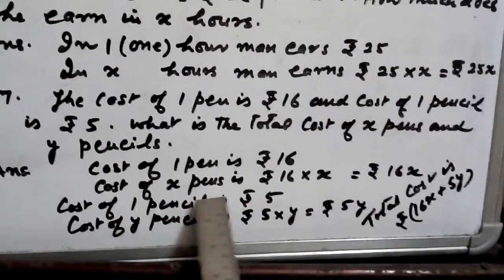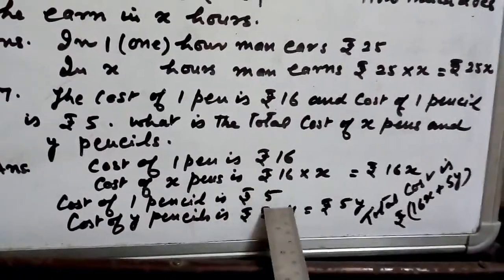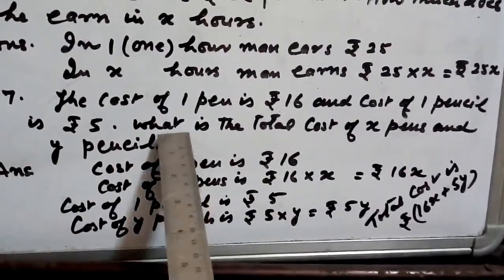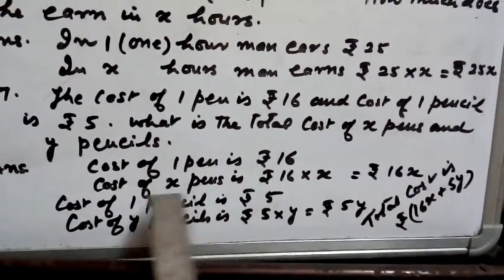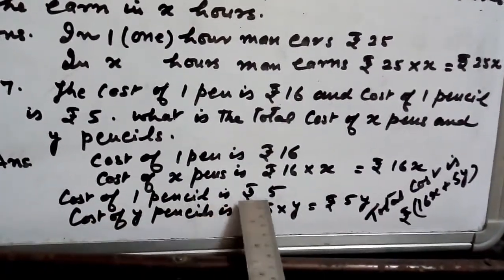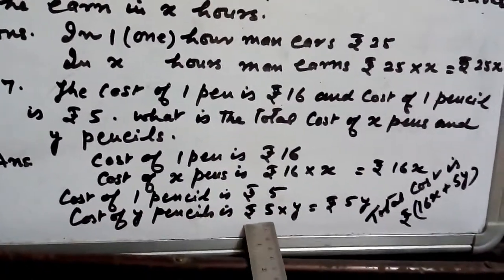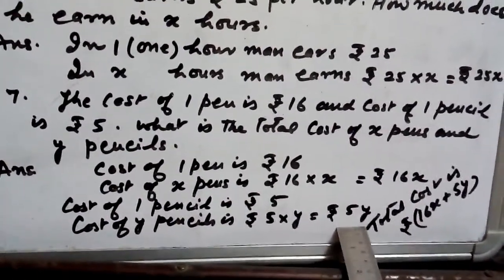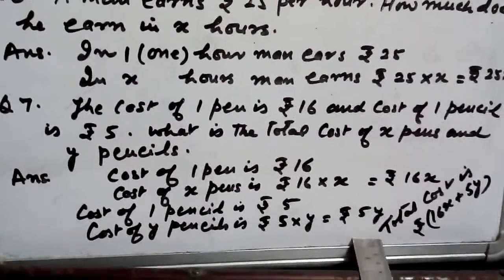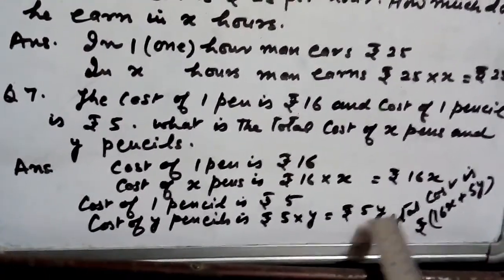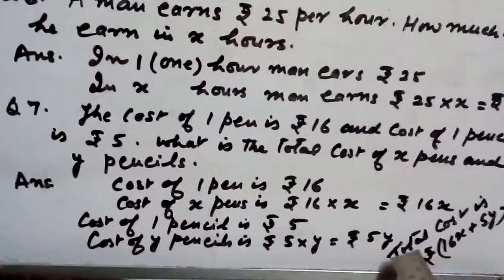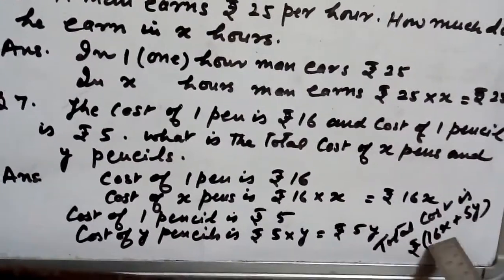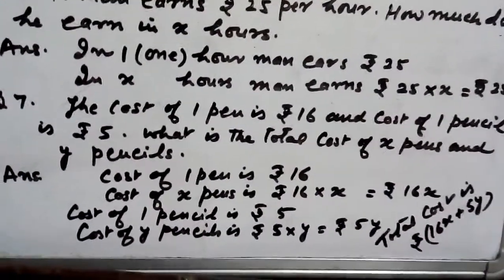Similarly, the cost of one pencil is given as rupees 5, and he is asking for the cost of y pencils. Cost of y pencils will be rupees 5 multiplied by y, and that is rupees 5y. Therefore, children, he is asking you the total cost of these two items. The total cost of these two items is rupees 16x plus 5y.